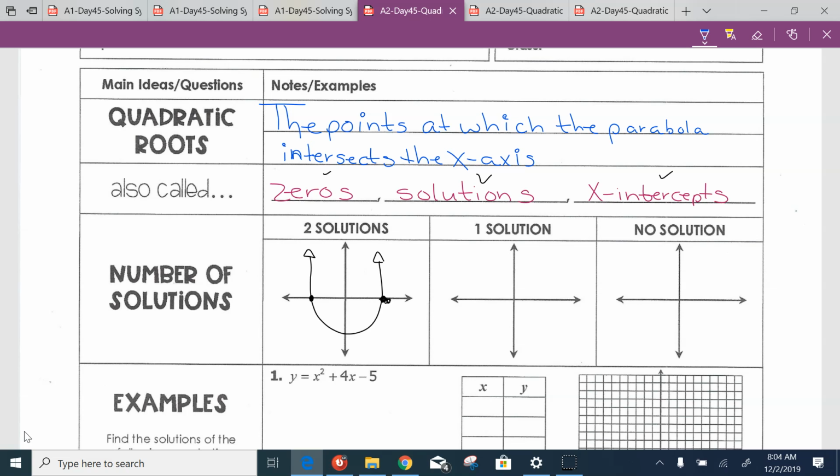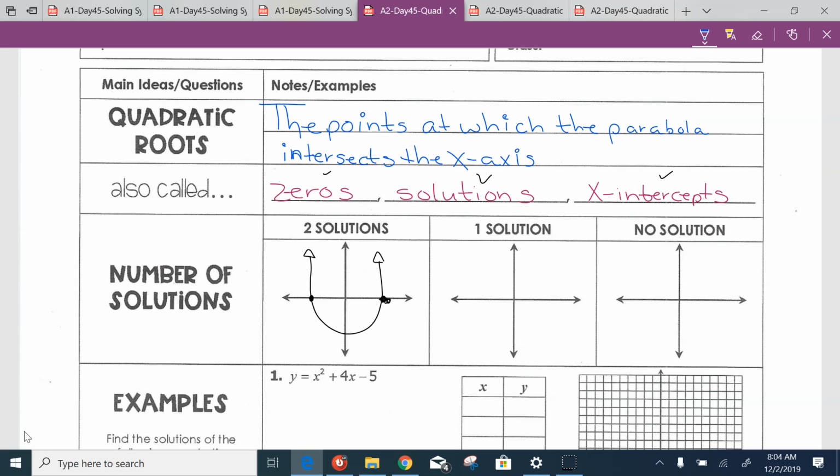We also have multiple names for these things because like in everything else in algebra, we'll have multiple names depending on how you're referring or using the mathematics to talk about the same exact thing. So along with the word root or roots, quadratic roots, they'll also be called the zeros, the solutions, and the x-intercepts. Now, what do these look like?